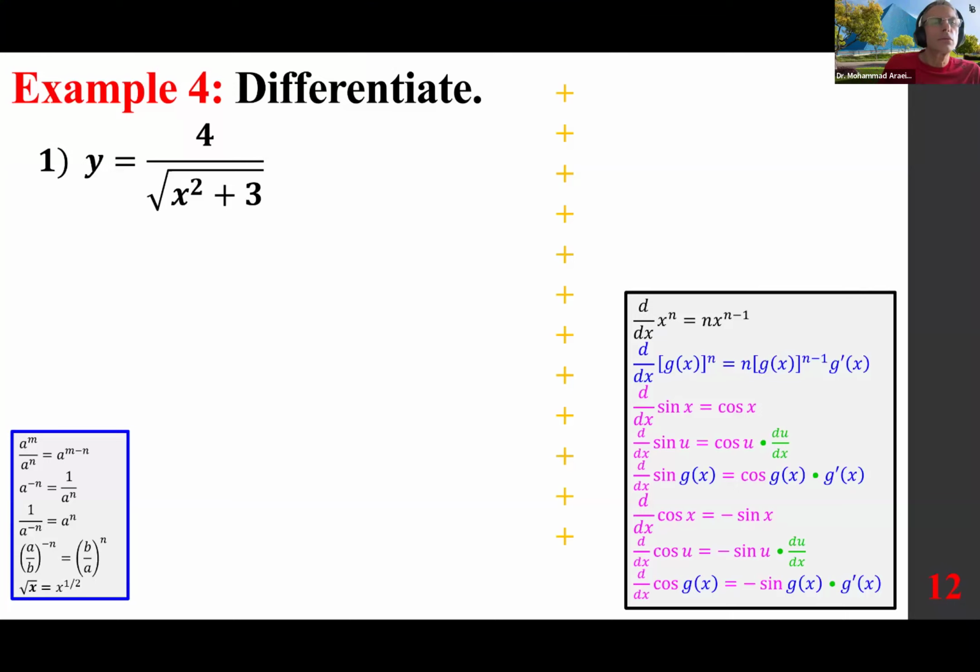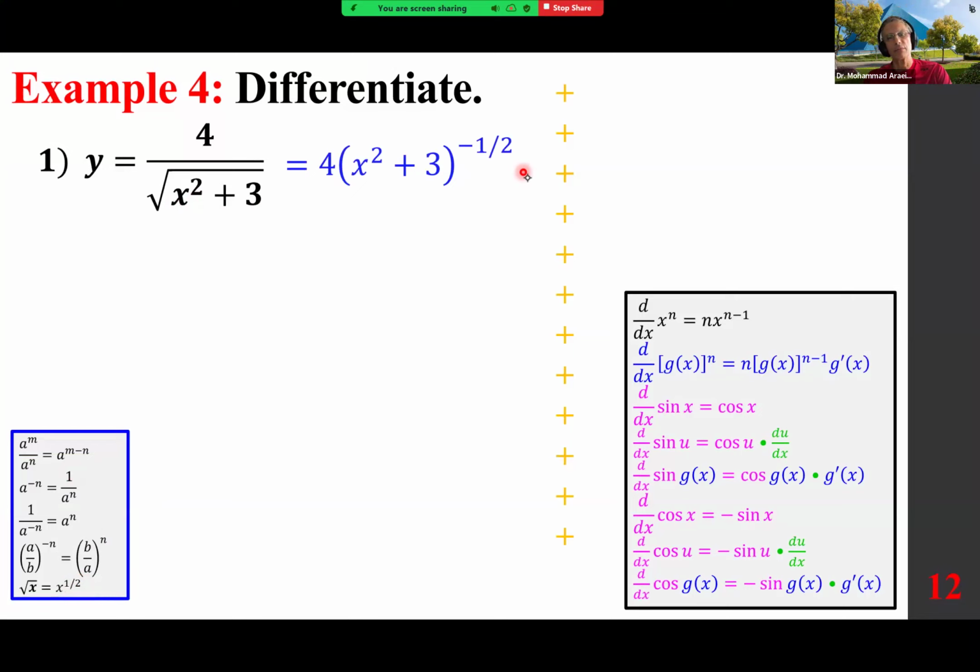All right, so y equals 4 over the square root of x squared plus 3. Square root of x is x to the power of 1/2. So this is x squared plus 3 to the power of 1/2 comes up and becomes negative. So 4 times x squared plus 3 to the power of negative 1/2.